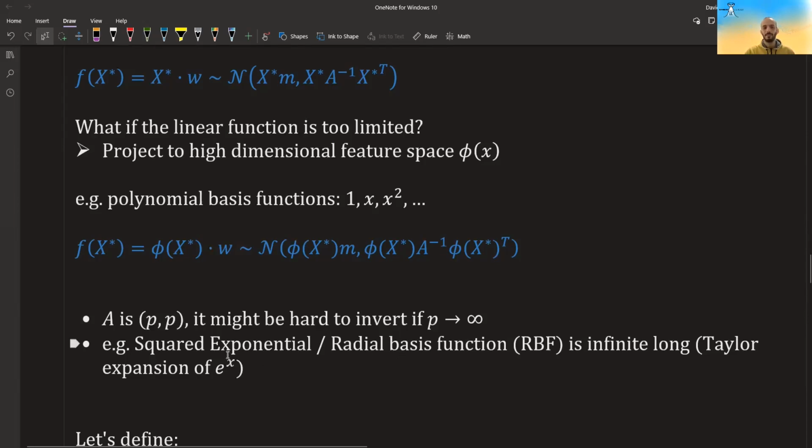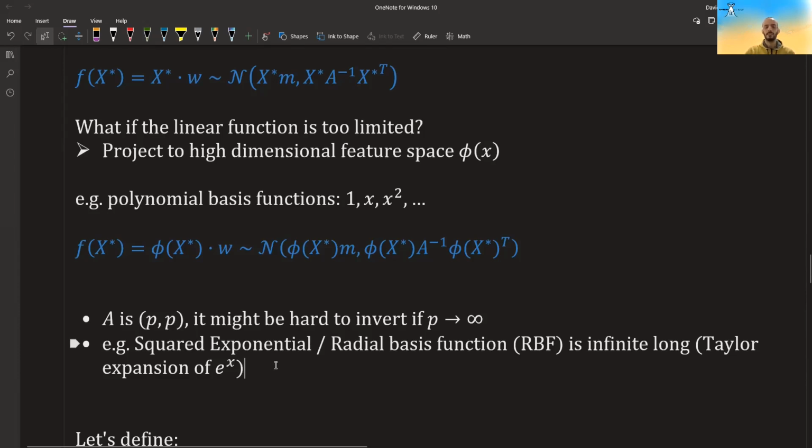Well, for example, the squared exponential kernel that we saw before, also called radial basis function, is the same as having a basis function, a high dimensional feature space phi of x, that is infinitely long. And why is that? Well, to do this, you use the Taylor expansion of e to the power of x. And I will also post a link in the description that shows this part. It's also very common to see this in support vector machines.